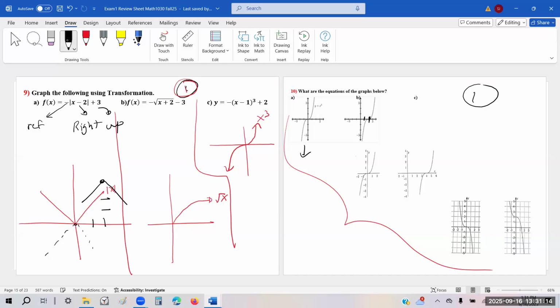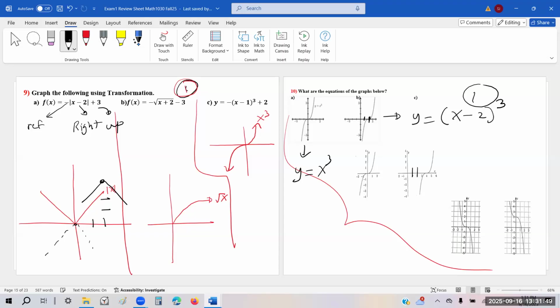So what's the first one? Cubic, y equals x cubed. And what is the transformation for inside or outside? So y equals x plus or minus? It's minus 2 and then cube. So left, right means inside your heart, so inside your parentheses.